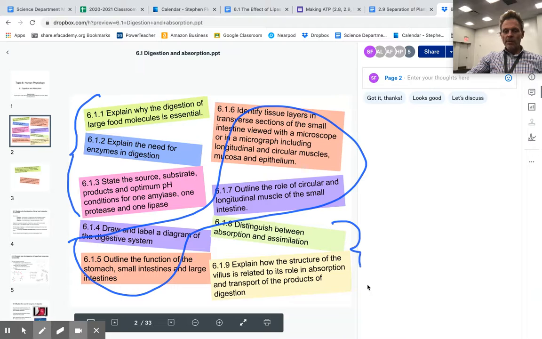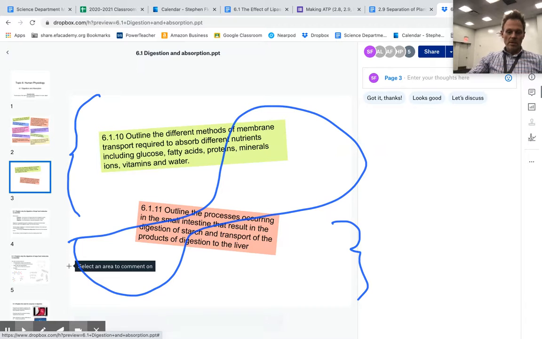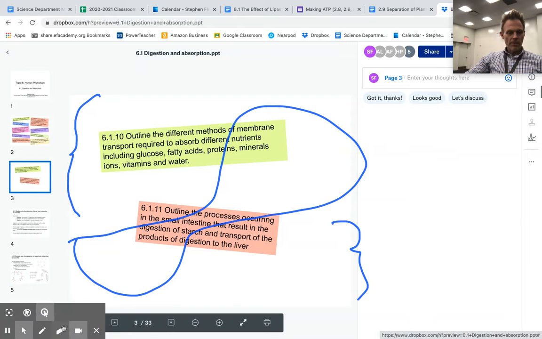And then this last part here, and then on to the next page, is about absorbing those byproducts into the blood. And there's different ways we do that, depending on the type of molecule, the food molecule. So, just erase this mess.